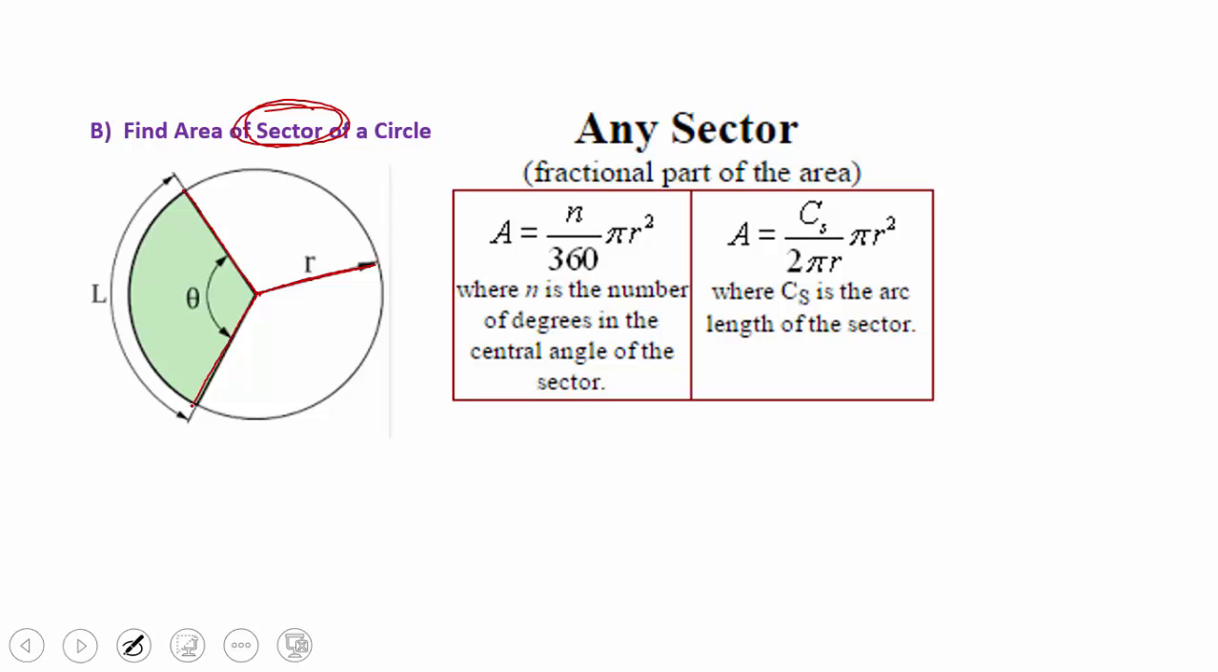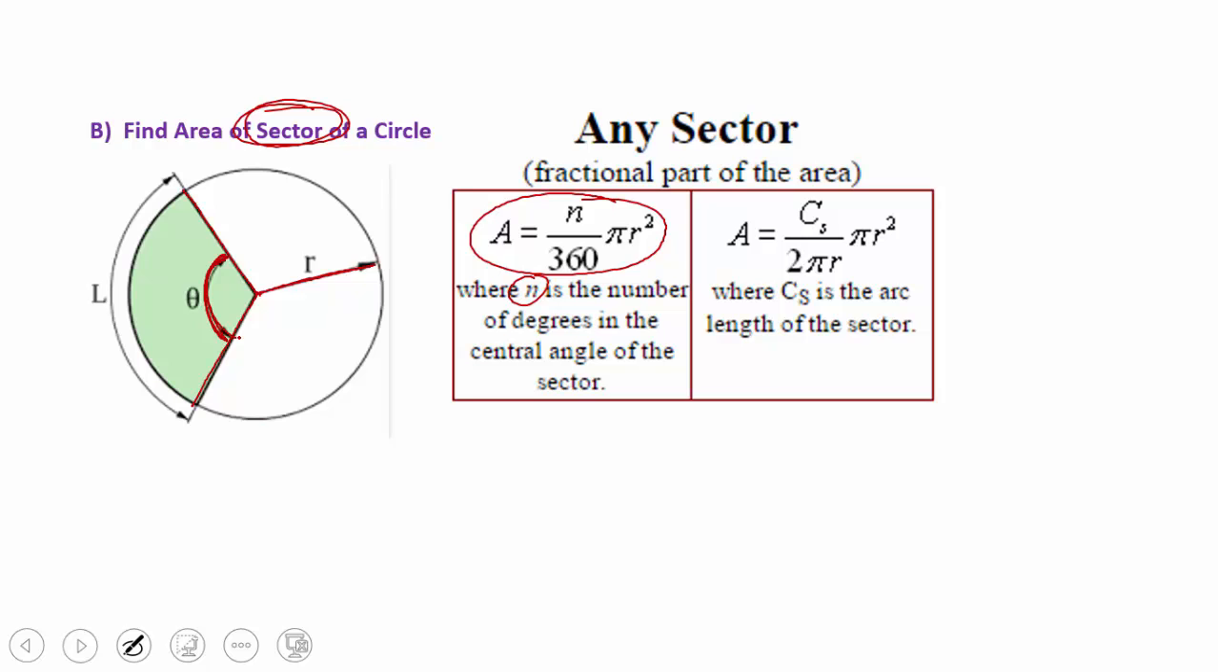So if I want to find the area of any part of a circle, I'm giving you the formula. Over here it says area is equal to n divided by 360 times pi times radius squared, where n is the number of degrees of the central angle for the sector. So in this green shaded area, this sector that's located between two radii, the central angle is right here. If we know how many degrees that is, we can divide that by 360, get the percentage of the circle that we are finding the area for, and then use pi r squared.